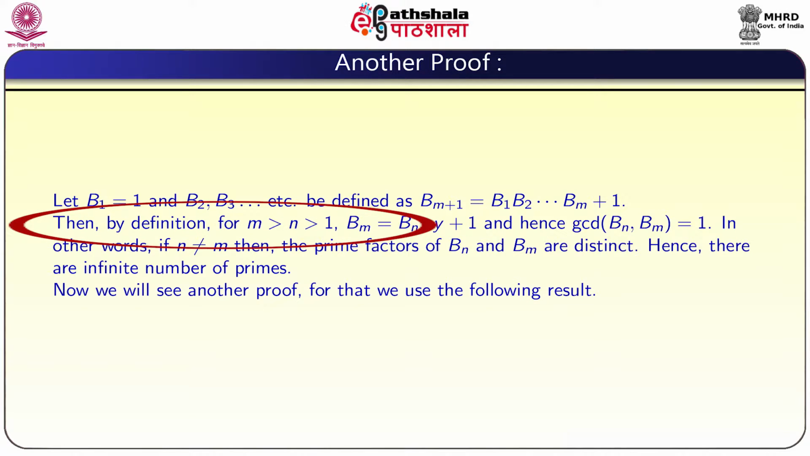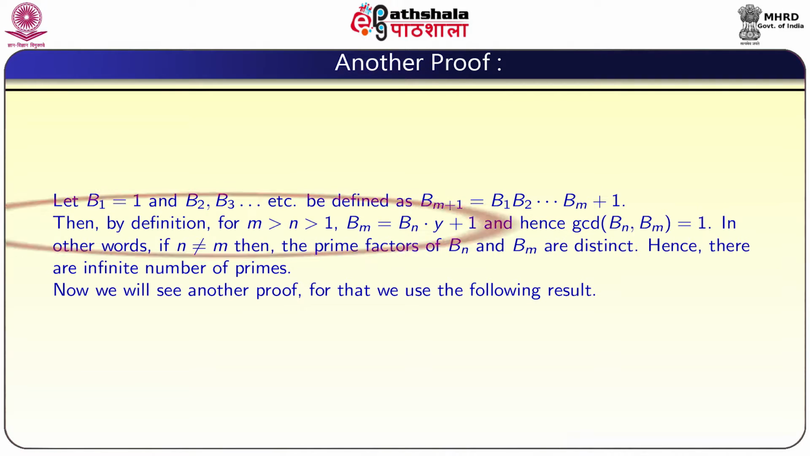So now, by definition, if you take both m, n greater than 1, then Bm is equal to Bn into y plus 1. It is because Bm is equal to B1 into B2 and so on up to B(m minus 1), plus 1. So Bn will be one of the quantities. So Bn into the remaining, that is B1 into B2 and so on, the remaining quantities up to B(m minus 1), if you call them y, then Bm is equal to Bn into y plus 1.